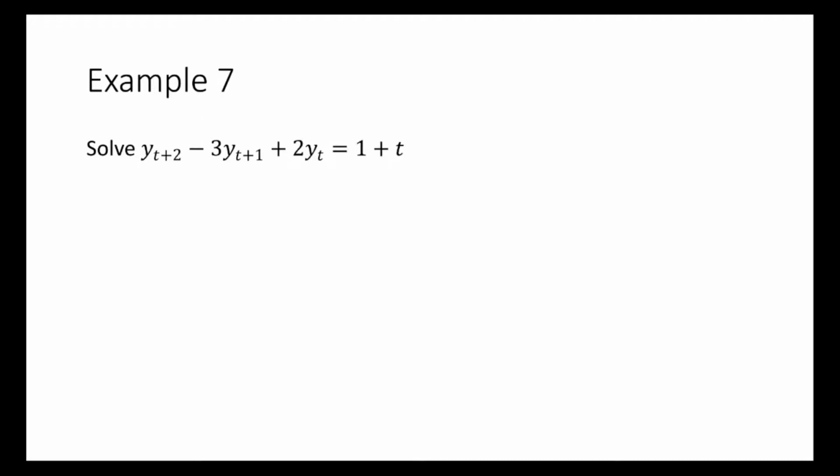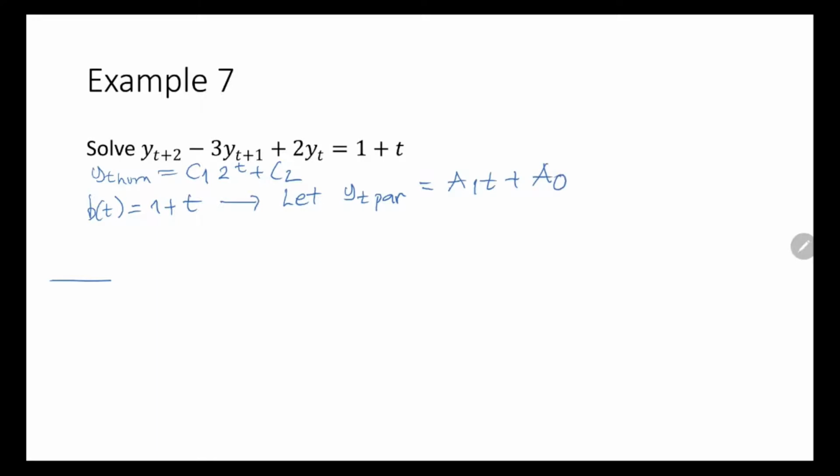Let's see this one. You have the same homogeneous equation but a different term on the right hand side. c1 2 to the power of t plus c2, right? Now we have bt equal to 1 plus t. Of course now we have to assume the particular solution. So what should we assume? This is a polynomial of degree 1, so we have a polynomial of degree 1: a1 t plus a0, right?